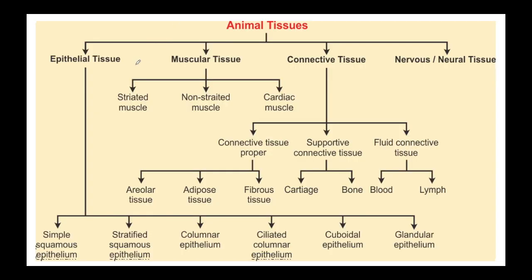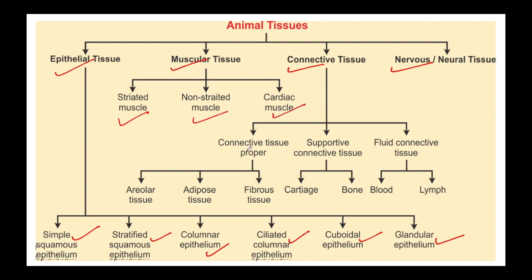Now animal tissues. Animal tissues are divided into four main parts: epithelial tissue, muscular tissue, connective tissue and nervous tissue. Epithelial tissue is further divided into simple squamous epithelium, stratified squamous epithelium, columnar epithelium, ciliated columnar epithelium, cuboidal epithelium, glandular epithelium. Muscular tissue is divided into striated muscle, non-striated muscle and cardiac muscle.